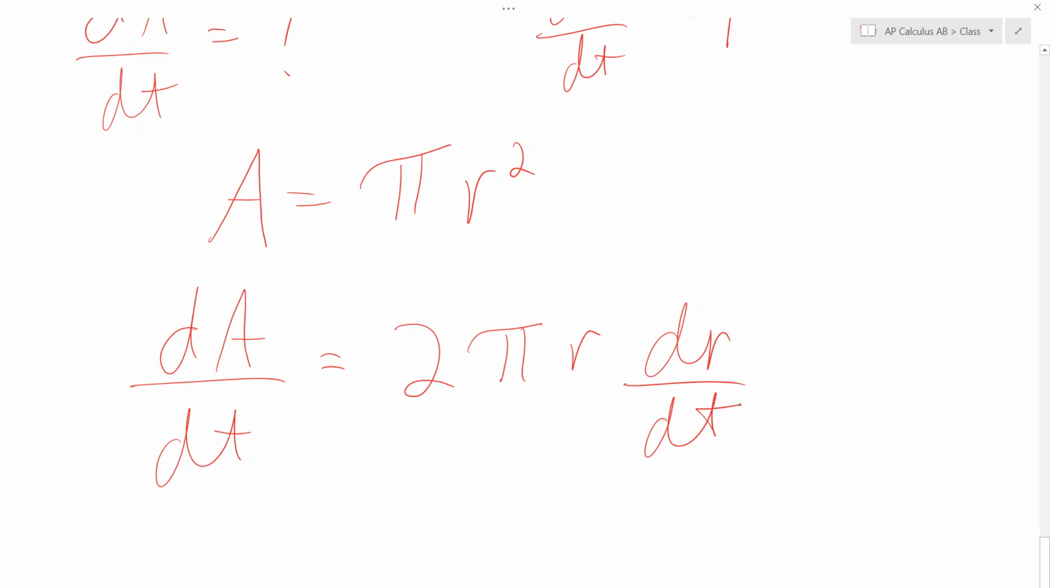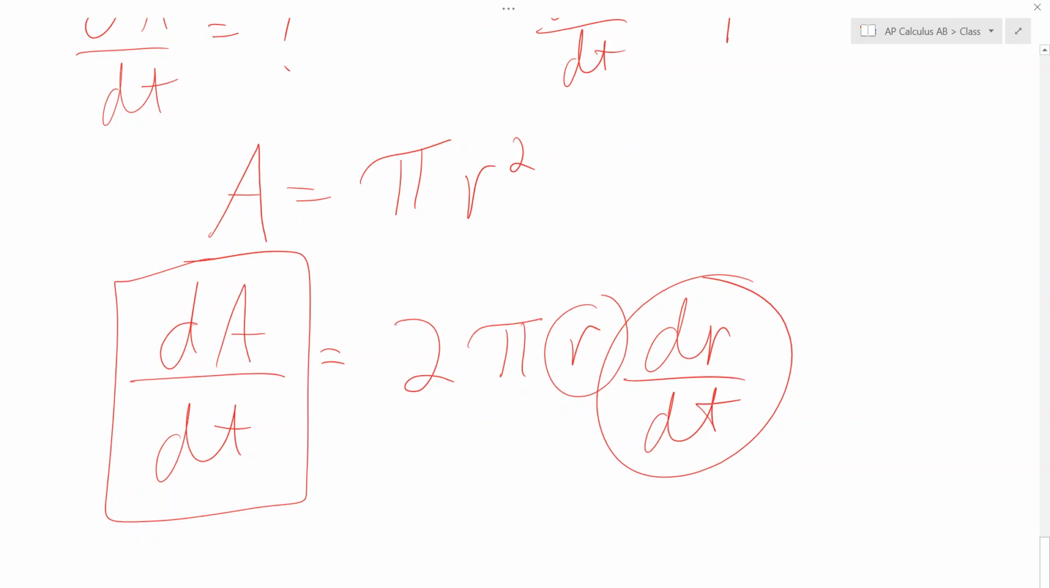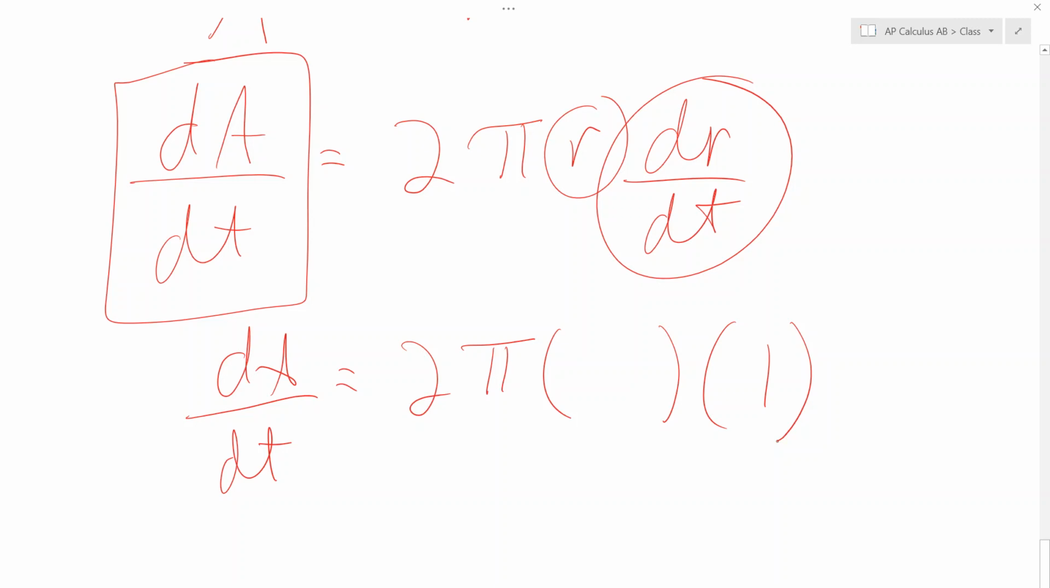Okay? So what that says is, if you want to know the rate of change of area, which is this, you need the radius and you need the rate of change of radius. Well, we know dr/dt. That's 1. That's easy. So dA/dt is equal to 2 pi times whatever the radius is times 1. So we got to find the radius.